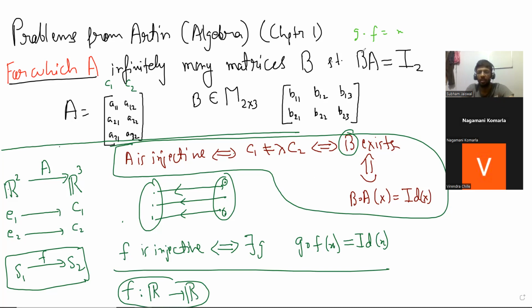So this f from R to R is continuous and injective, but has no left inverse g which is also continuous. Right. Okay, so we'll meet in 5 minutes. Join in the same link.